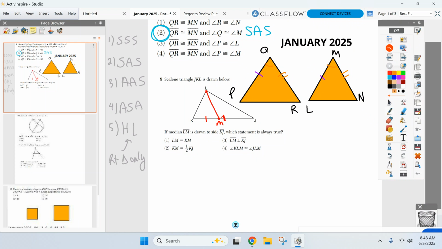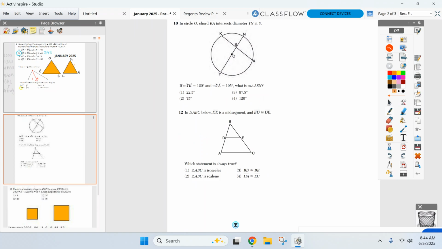And we're looking at choice 2, KM is 1/2 of KJ. Let me go real quick. Choice 3 would be what vocabulary term? If LM was perpendicular to KJ, what would that be? It would be an altitude, right? LM would be an altitude if 3 was true. And then what if these two angles, choice 4, were congruent? This would be an angle bisector. Yep. So medians, altitudes, angle bisectors. Questions? All right, moving on.